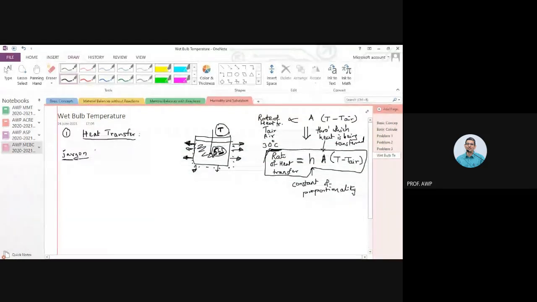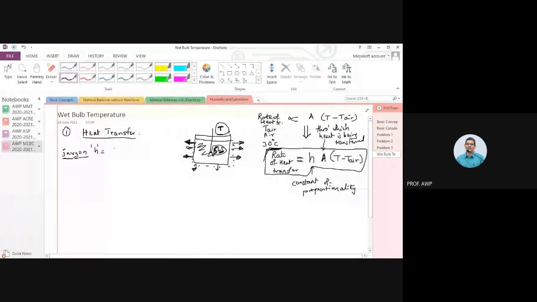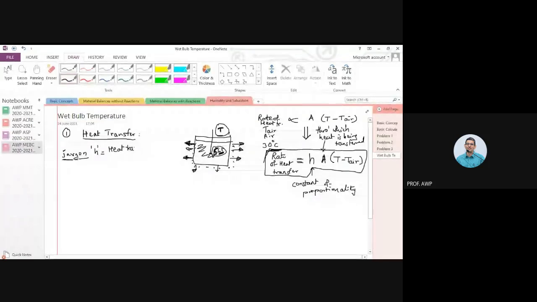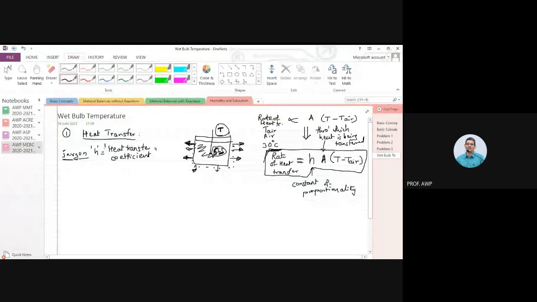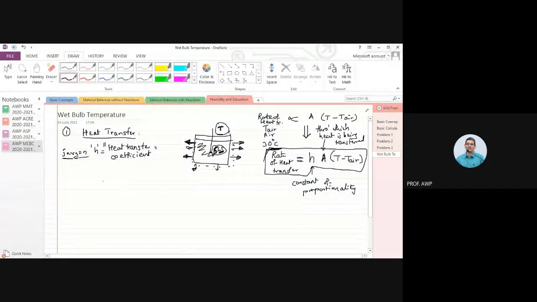This jargon is this proportionality constant H. We give it a name. We call it the heat transfer coefficient. Suddenly, now you can tell your second year friends, we also know about the heat transfer coefficient. Don't brag to us. Now you have no reason to obey your second year friends. You also know as much about heat transfer as they know.